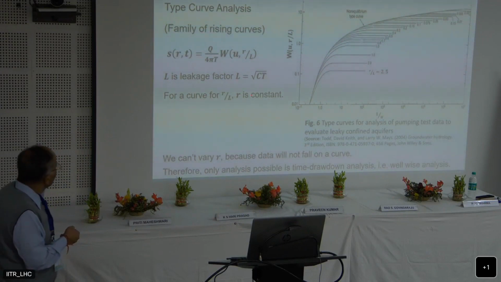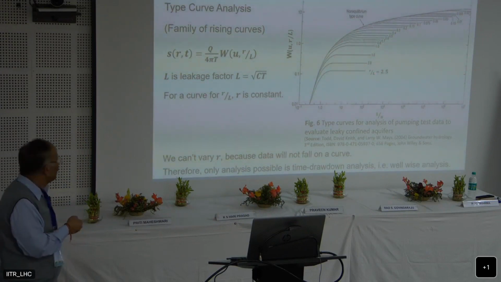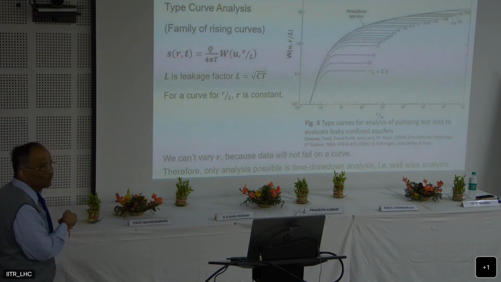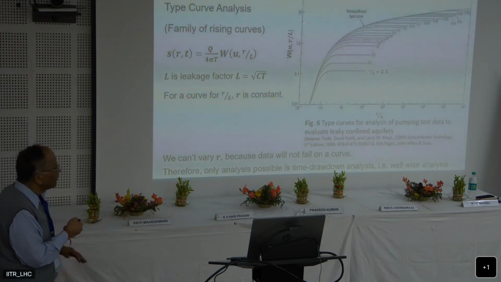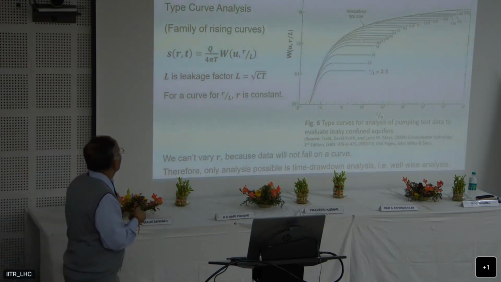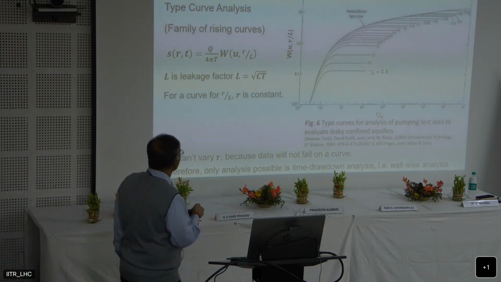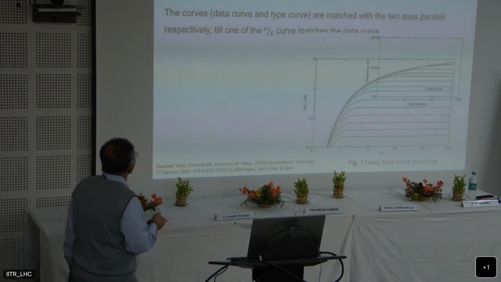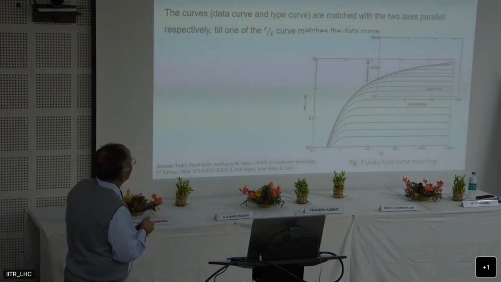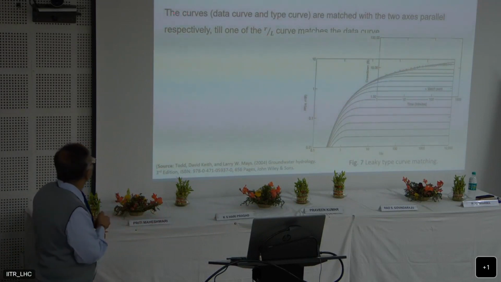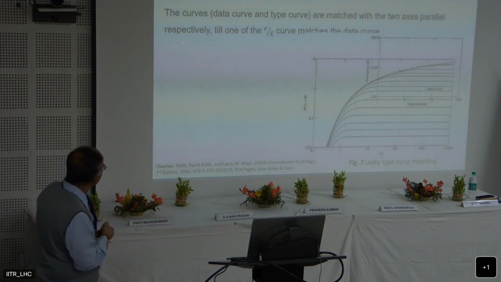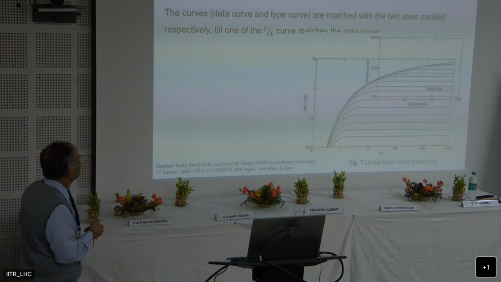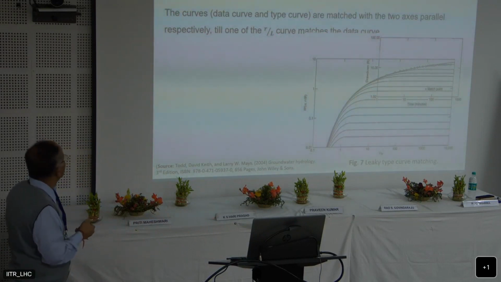So from this information, you can find out what T is, what S is, and the corresponding L. This is how we use it for a leaky confined aquifer. So like this, you see here. The curves are matched with the two axes parallel respectively, till one of the R by L curves matches the data curve. Okay, use that to get the match point coordinates.